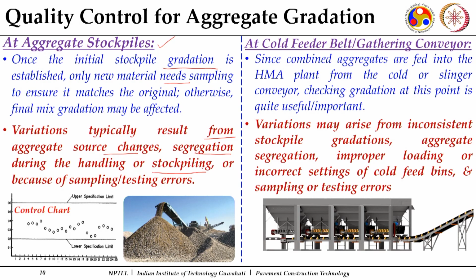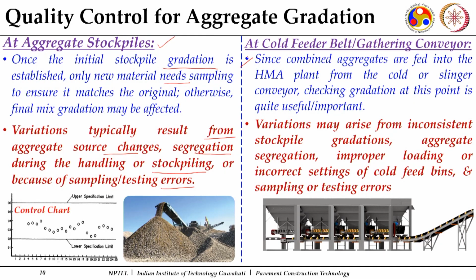Segregation during the handling or stockpiling: how you are putting up the aggregates, how it is coming up from the crusher's conveyor belt and falling out. There, some segregation can take place, and also how you sample it. If I collect a sample only at the bottom of my stockpile, or if I collect only from the top of my stockpile, I will get segregated aggregate particles.